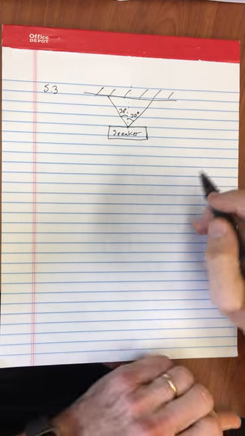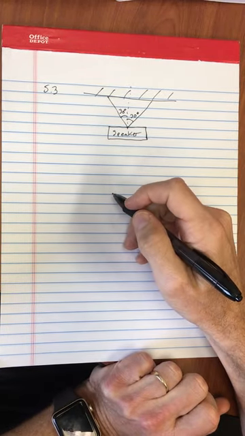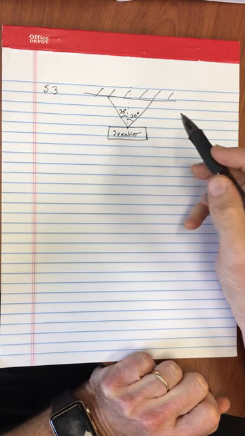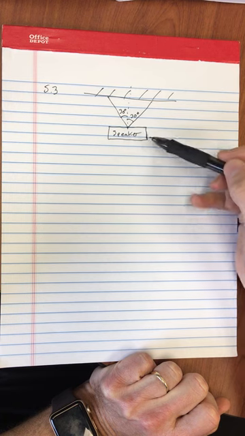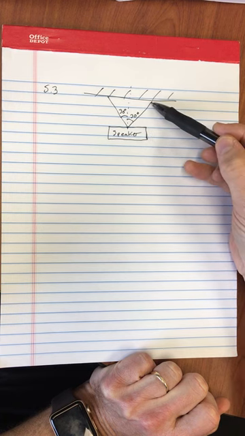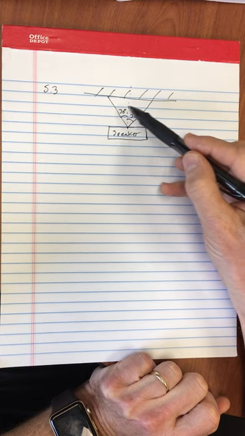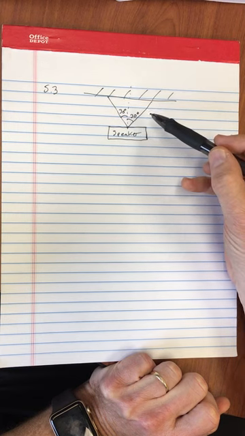Okay, we're going to solve a problem in equilibrium from Chapter 5. This is Chapter 5, number 3, and the problem states that there is a speaker suspended from a ceiling by two cables. Each cable is 30 degrees from the vertical.